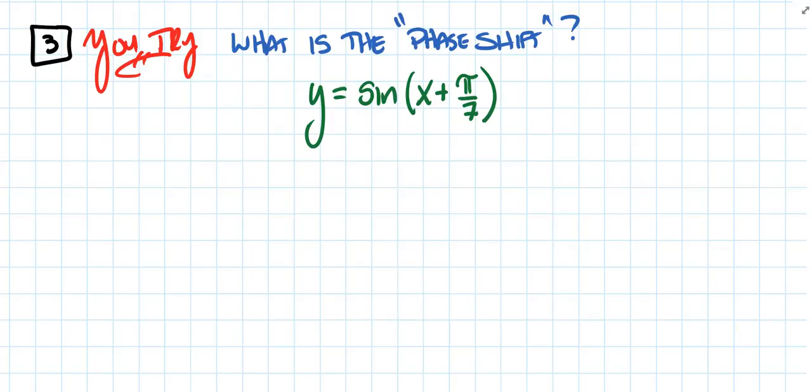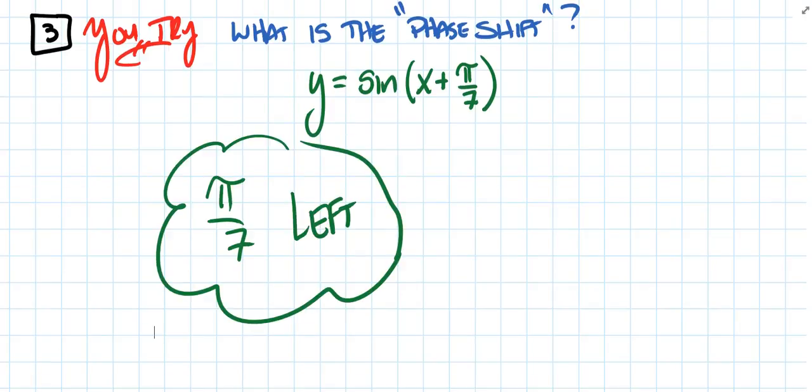Okay, here's your time to shine. Tell me the phase shift and tell me the direction. So tell me the amount in radians and say either left or right. Okay, hopefully you said the right answer of pi over 7 units to the left, because I am adding pi over 7 units inside my parentheses for my sine function.